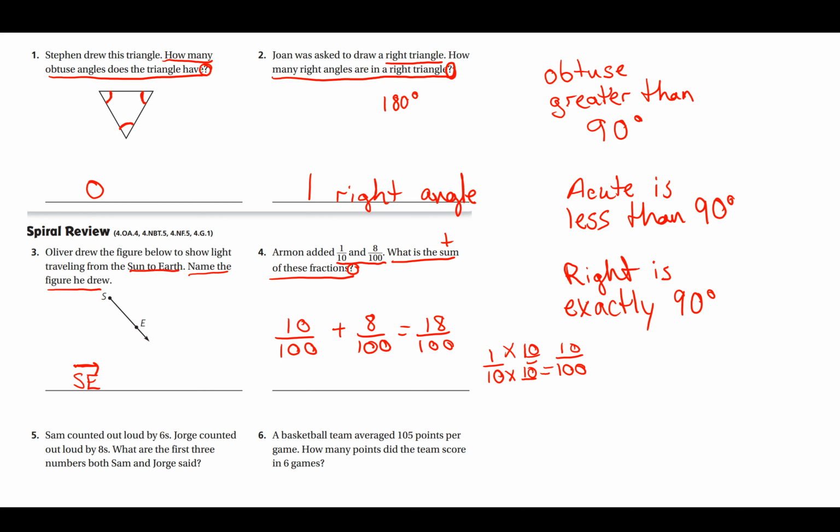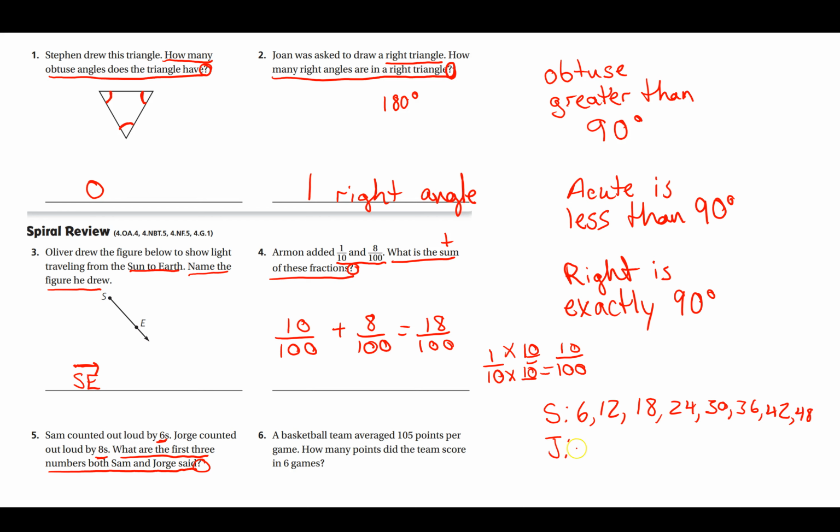All right, number 5, Sam counted out loud by 6s. Jorge counted out loud by 8s. What are the first 3 numbers both Sam and Jorge said? So let's pull that out. We have Sam, we have Jorge. Sam's counting by 6s, so let's act like we're Sam. 6, 12, 18, 24, 30, 36. What was I counting by? Oh, yeah, sorry, 6s, 42, 48. And we could go on if we need to.